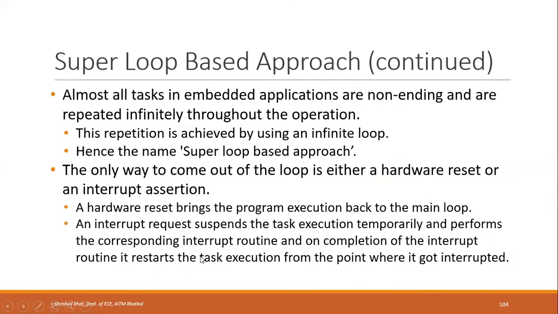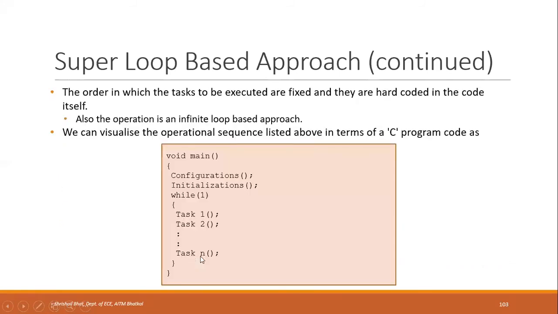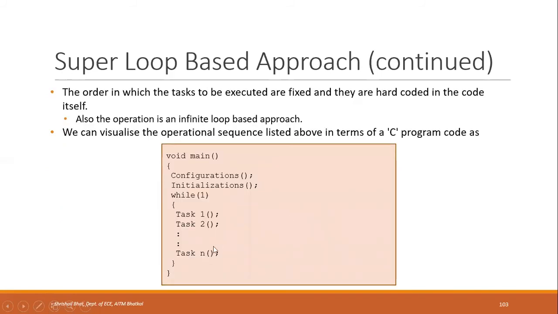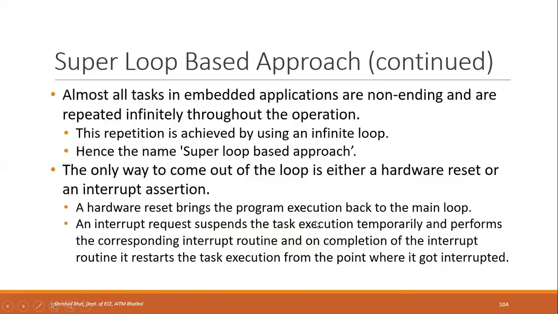Almost all tasks in embedded applications are non-ending. That means they are continuous and are repeated infinitely throughout the operation. This repetition is achieved by using an infinite loop, like using while(1). Hence the name infinite loop or super loop based approach. How can you come out of this loop? There are ways.